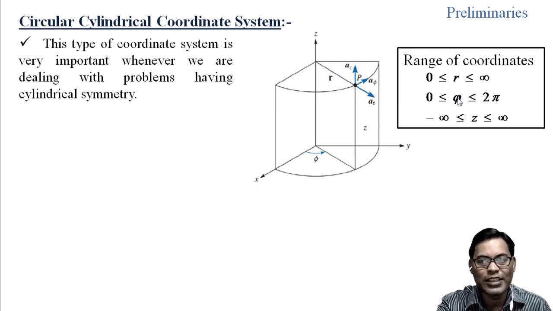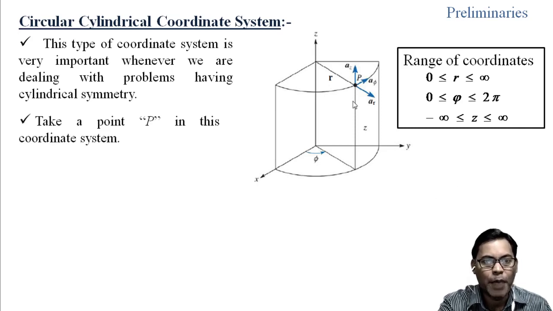The other axis is phi, which will vary from 0. Here it starts from the x axis, and it will vary up to 2 pi, that means 360 degrees. And z will vary from minus infinity to plus infinity, as we have seen in the case of the Cartesian coordinate system. So now suppose we have a point P on the surface of the cylinder. Now we want to find the distance vector from the origin to the point P.